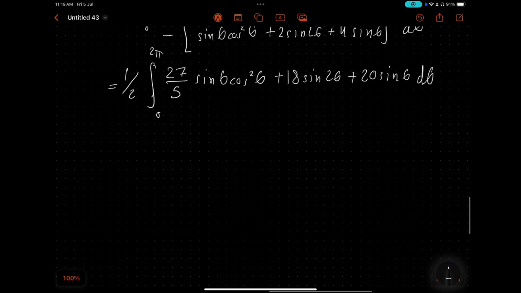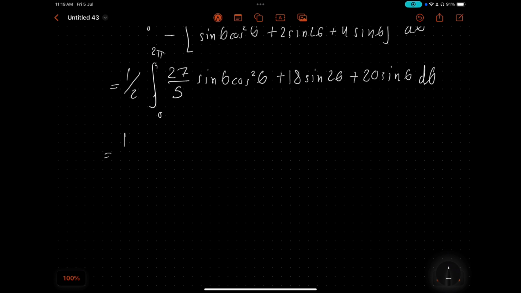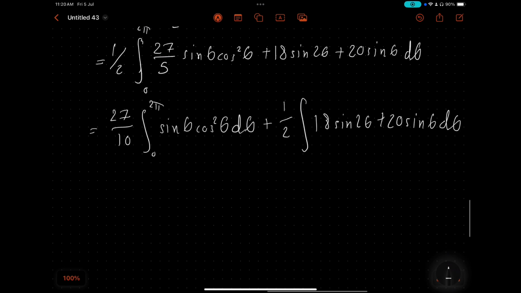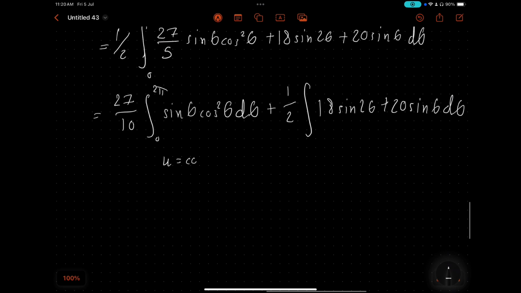Now let's break this integral. We're going to have 1/2, so 27/10 from 0 to 2π of sinθ cos²θ dθ. I separated this for a reason, I'll show you why. Now we can just do 1/2 and leave this as 18 sin 2θ plus 20 sinθ dθ. For this we can let u equal cosθ, so du equals minus sinθ dθ, which is basically what we have here.